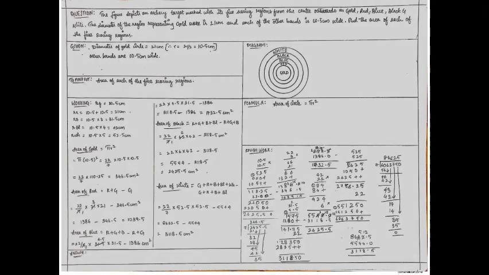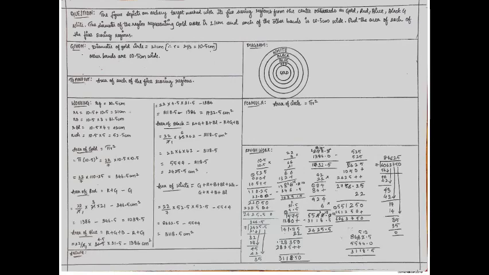First question, the figure depicts an archery target marked with its 5 scoring regions from the center outwards as gold, red, blue, black and white. The diameter of the region representing gold score is 21 centimeter and each of the other bands is 10.5 centimeter wide. So we have to find the area of each of the 5 scoring regions.